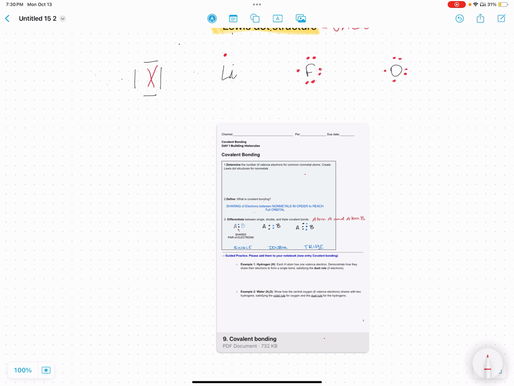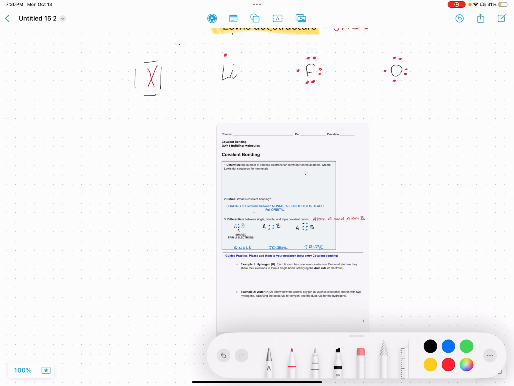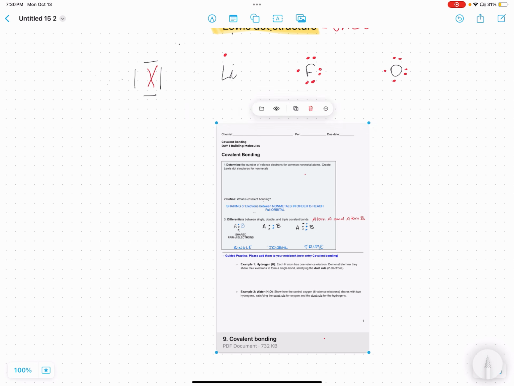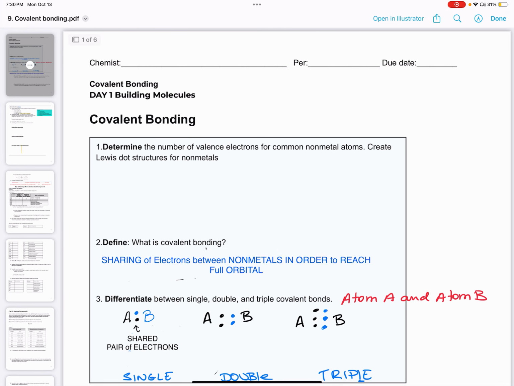Let me open this up. All right, this is the worksheet you have in front of you. The first thing it asks you is to determine the number of valence electrons from common nonmetal atoms and create Lewis dot structures for nonmetals. We just did that, but I'll show you some more.